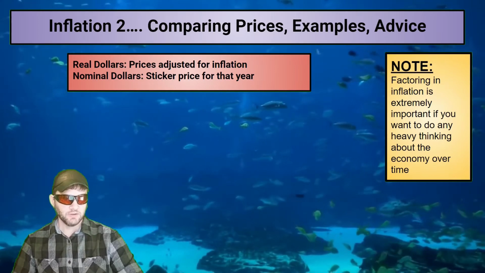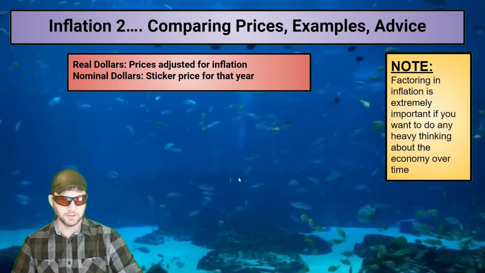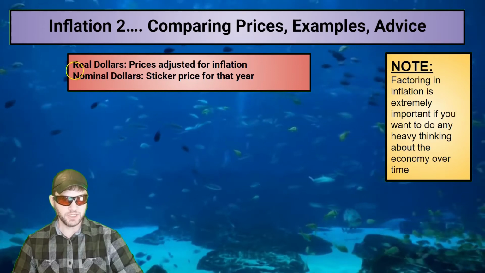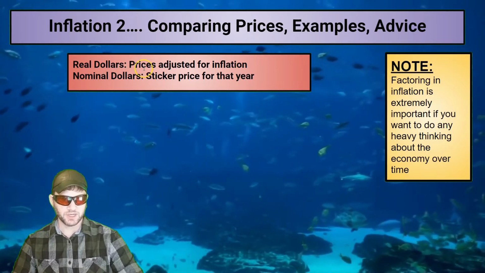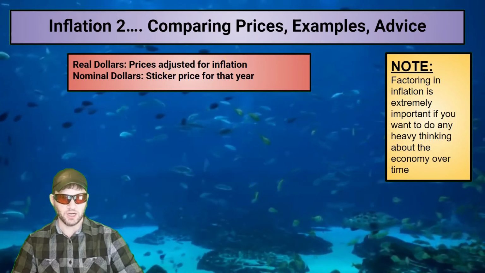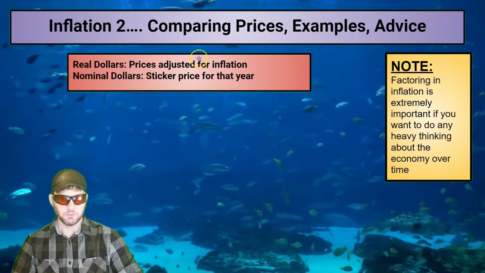Okay, the two vocabulary words we need to know today, we're going to use a lot. So get these into the brain so we use them a lot. So real dollars means the prices adjusted for inflation. And usually we'll be adjusting to the current year. So think in today's money.